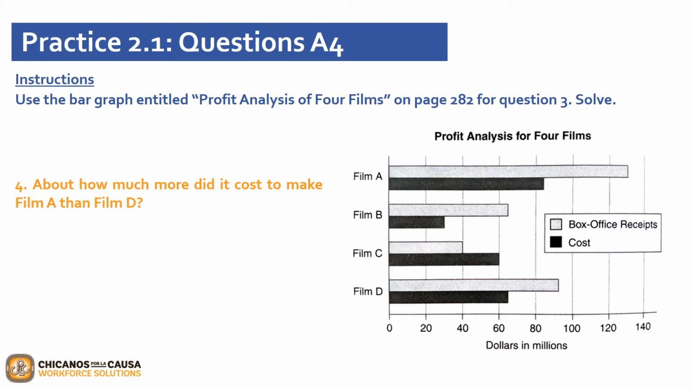Alrighty, same process as before. Pause the video and use the bar graph entitled Profit Analysis of 4 Films, found on page 282, to solve for question 3. Once you've solved this on your own, go ahead and click play.